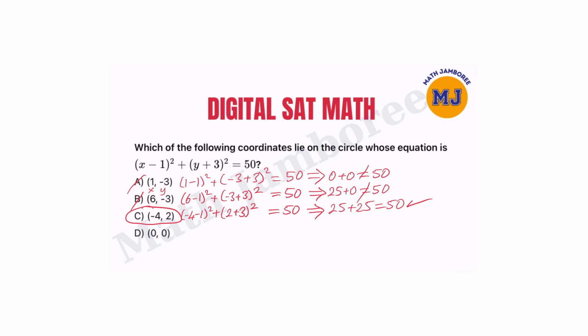But I want to show you choice D as well for you to practice. I hope you got the question right though. By the way, 0 for x and 0 for y. 0 minus 1 squared plus 0 plus 3 squared. Does this give you 50? Let's check. Negative 1 squared is 1, plus 3 squared is 9. Does this give you 50? No, it's not. Therefore, the answer is not choice D.